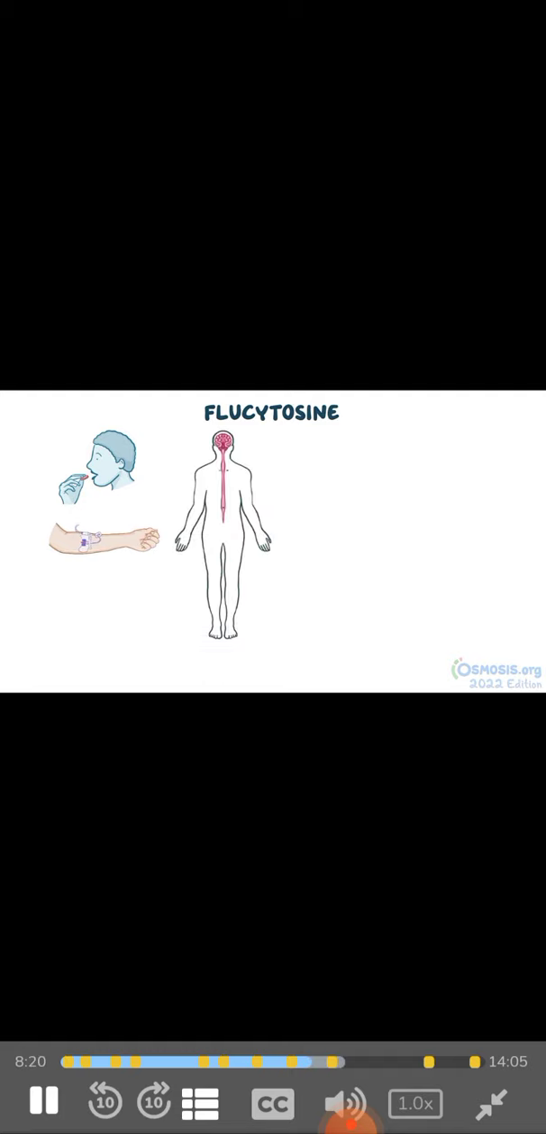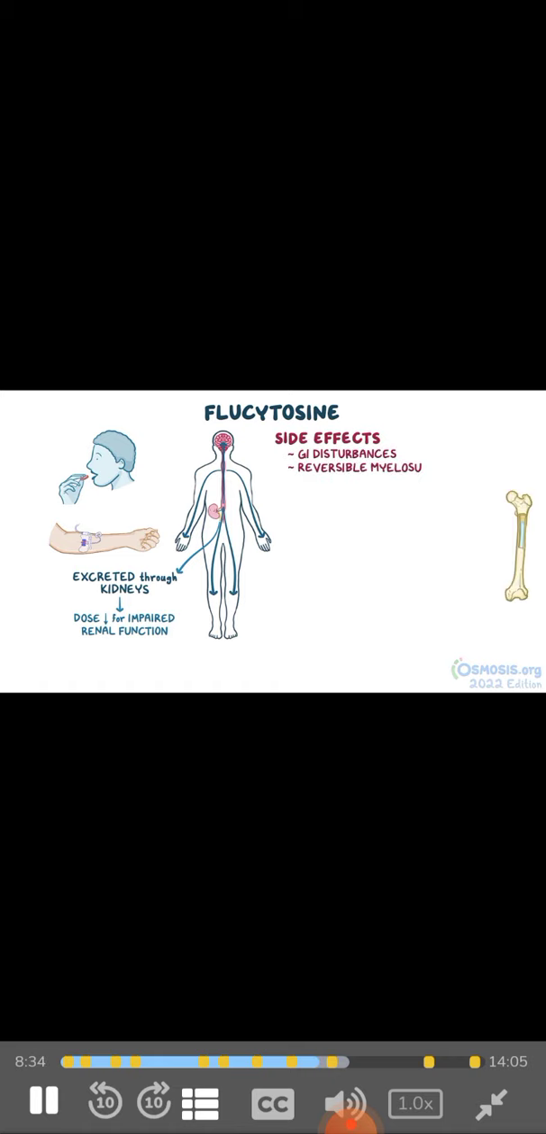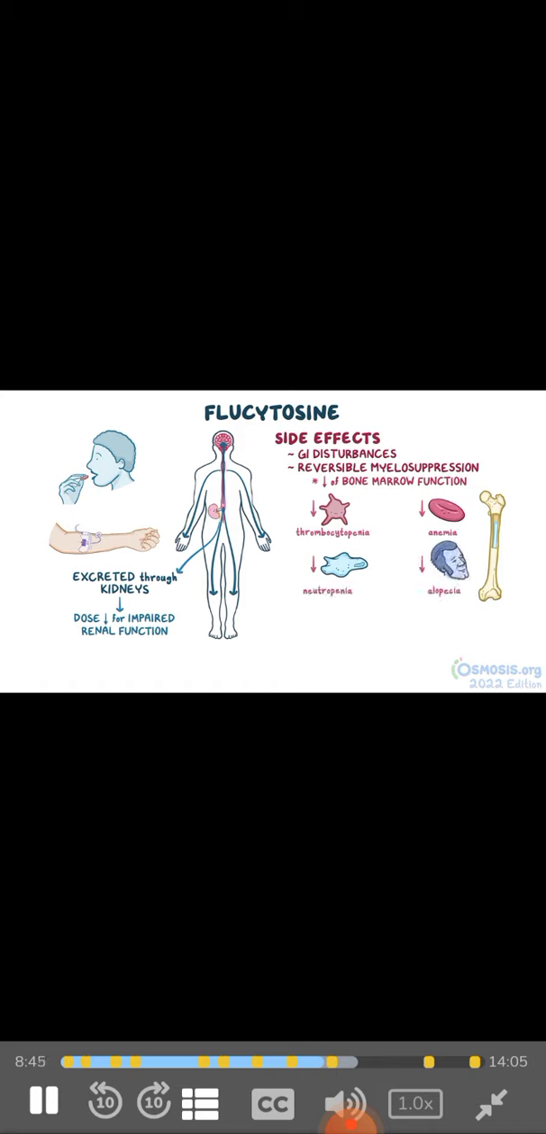Alright, now flucytosine can be given orally, or intravenously since these patients are usually too ill to take medicine by mouth. It's distributed throughout the body, including the central nervous system, or CNS, and it's excreted intact through the kidneys, and therefore the dose must be reduced in patients with impaired renal function. Side effects include gastrointestinal disturbances, reversible myelosuppression, or depression of the bone marrow function leading to decreased platelets or thrombocytopenia, red blood cells or anemia, white blood cells or neutropenia, alopecia or hair loss, and liver dysfunction, which is pretty rare.